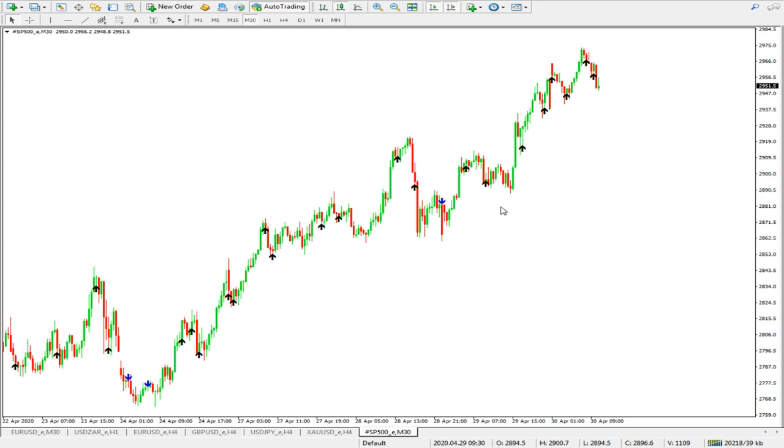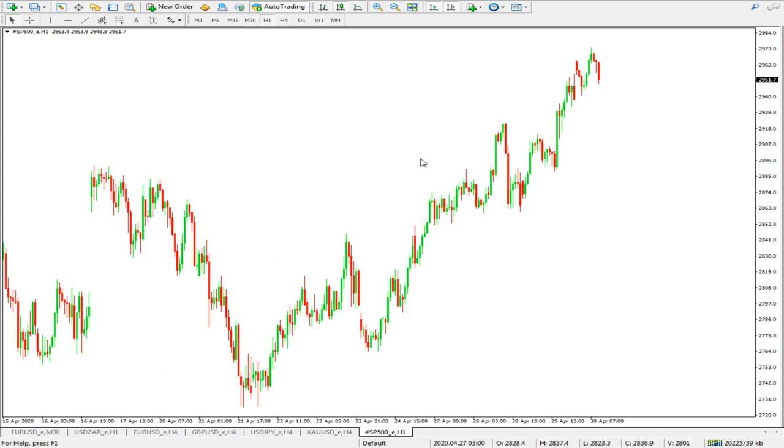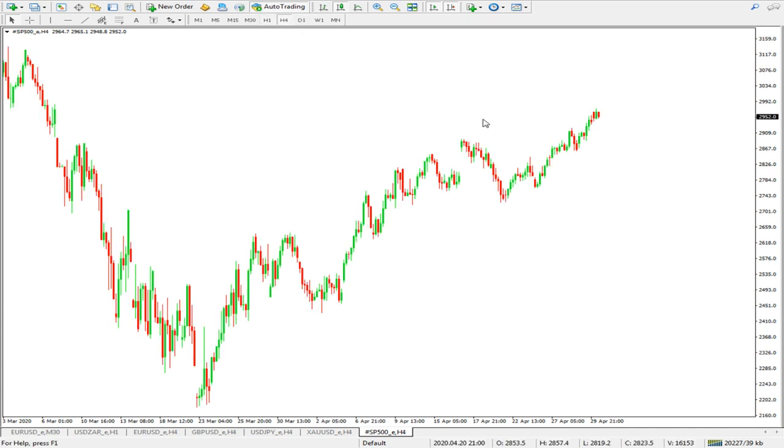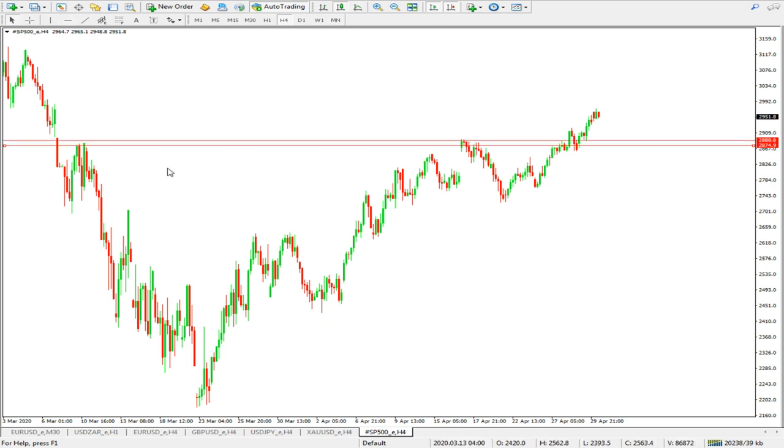SP500 is upwards. The price is moving to the upper side. We are seeing possible buy opportunities. Actually, the price went above the level which we wanted to go above yesterday. We had a resistance here. We marked this as a resistance previously. Then we said that if the price successfully closed beyond that level, this zone, then that would mean we are continuing to the upper side. So that's exactly what has happened.